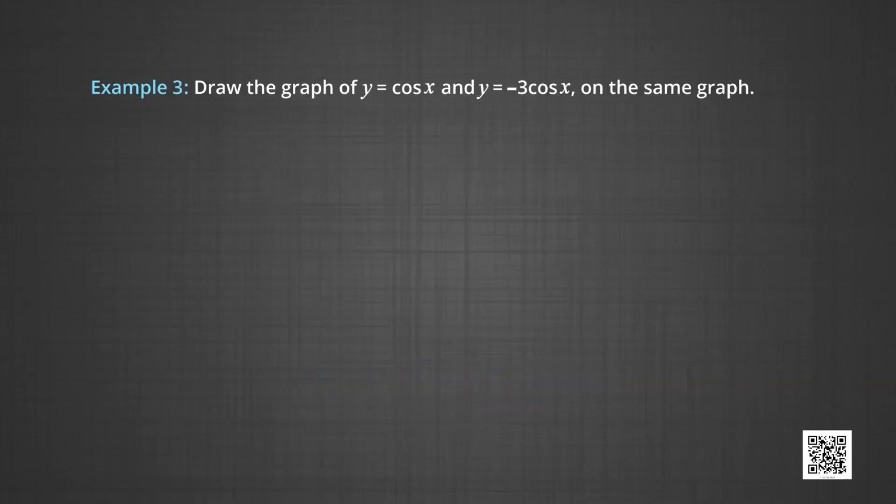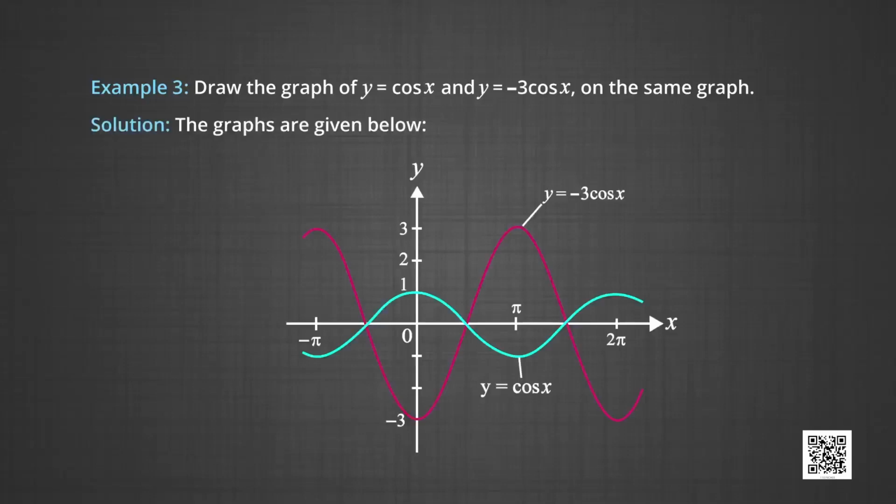In example 3, we will draw the graph of y = cos x and y = minus 3 cos x on the same graph. The graph is shown below. The pink line represents the graph of the function y = minus 3 cos x, which if we compare to the blue line which represents the graph of the function y = cos x, is clearly showing that the pink graph has been stretched vertically upwards.